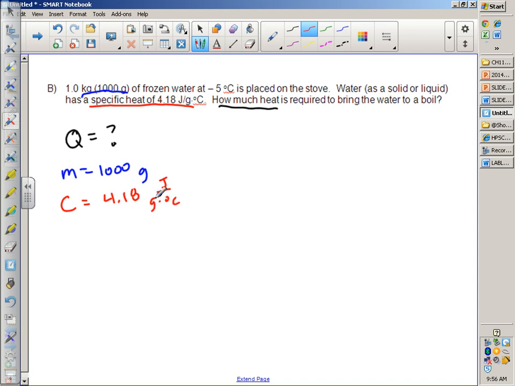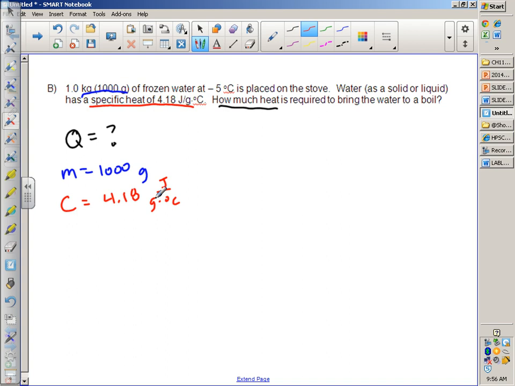Before we go on to the next part, what do you notice about that specific heat compared to the specific heat of the iron in the last problem? Significantly higher, right? Remember yesterday we talked about that water has a very high specific heat value. That number, 4.18 joules per gram per degree C, you're going to need that today when you do your lab. So keep that in mind as we go forward here, okay?